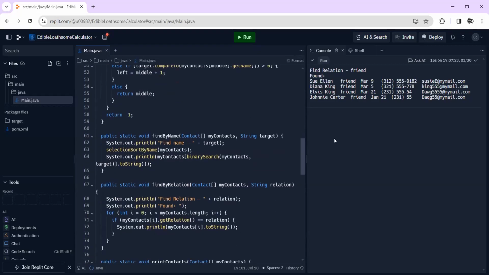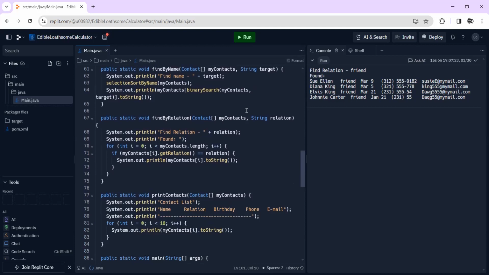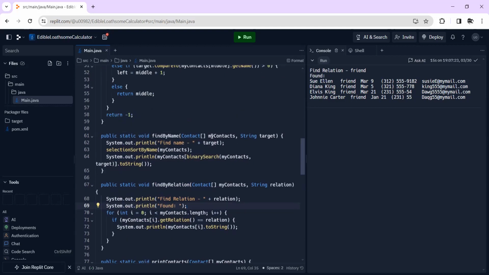We need to find... okay, when you sort, did you sort find by relation? Did you sort the array? No, I just looped through it. Okay, what you have done here, if you stop here at find by name, this is a selection sort. So you already sorted, and you already search even inside the print statement, which is fine. And you have to do both of those, sorting and then binary search inside find by relation.